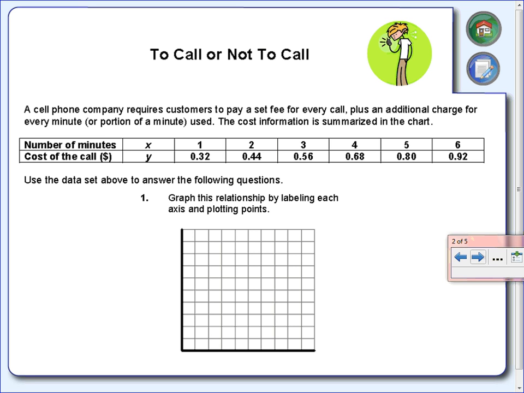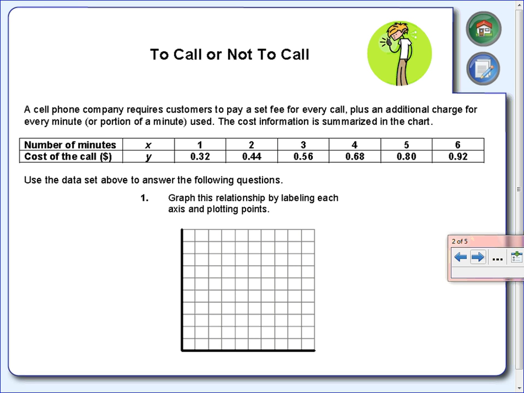You're actually going to do this on your own for about 10 minutes, and then we're going to take a look at some of the answers that you come up with. The scenario we're working with is that a cell phone company requires customers to pay a set fee for every call, plus an additional charge for every minute that they use the phone. The cost information is summarized in the chart.